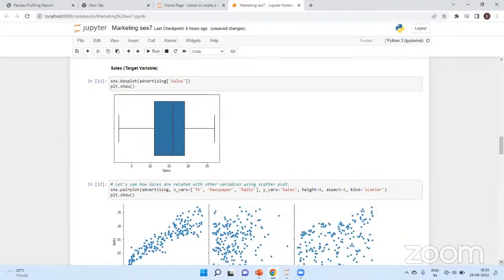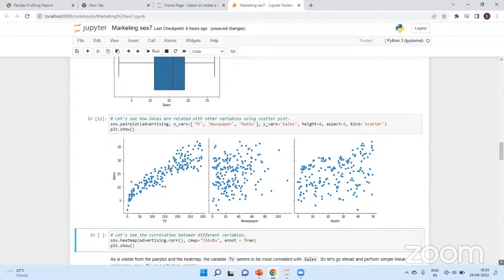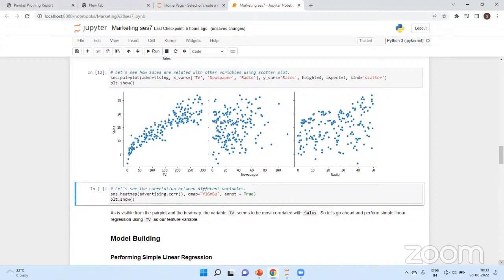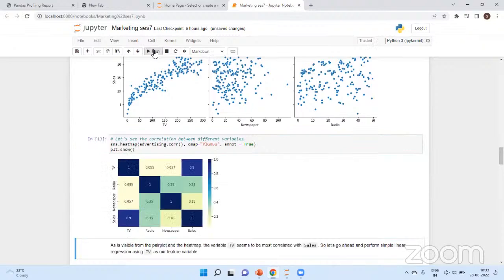This is a scatter plot: TV versus sales, newspaper versus sales, and radio versus sales. Next, let us see the correlation between the different values, just with some colors. So now we have finished auto EDA, and EDA is completed. Data pre-processing is also finished. So let's go to the model building part.